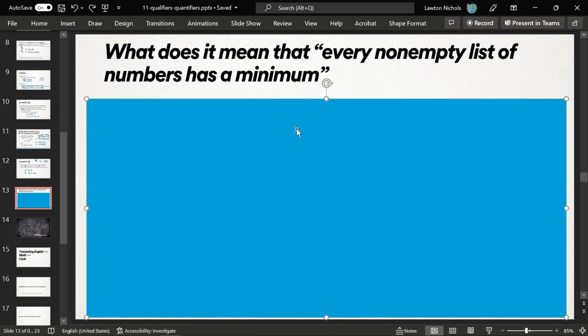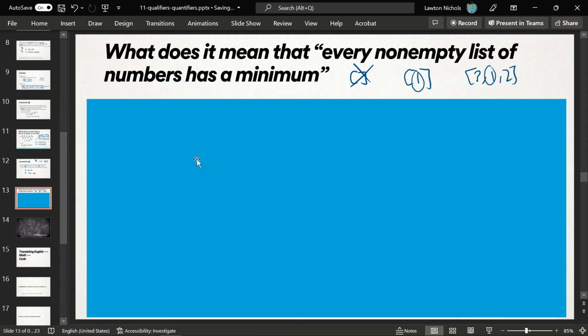So, with that in mind, let's talk about it. What does it mean that every non-empty list of numbers has a minimum? We need to somehow make sure that we don't allow the empty list to be involved in this statement. But for every other one, like the list with 1 in, the list with 3, 1, and 2, we need to somehow notice that there is always a minimum. Like, there's the minimum, it's there, okay?